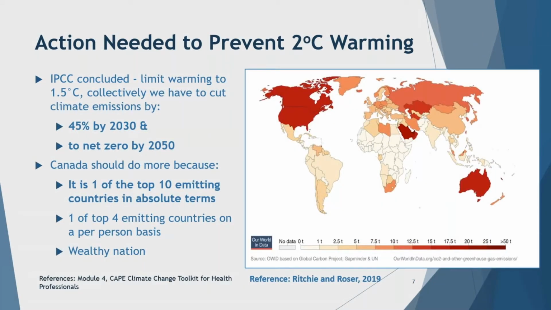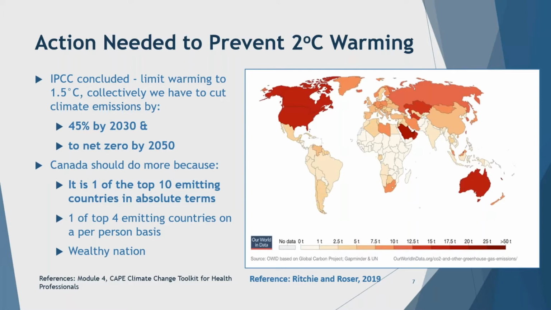So the Intergovernmental Panel on Climate Change concluded that we really should limit warming to 1.5, and that in order to do this collectively around the world, we would have to cut climate emissions by 45% by 2030, which is only 10 years away now, and to net zero by 2050, which is only 30 years away. So what we're talking about here is a transformation of our economies and our societies around the world. It is huge, the changes that would be required to do this.